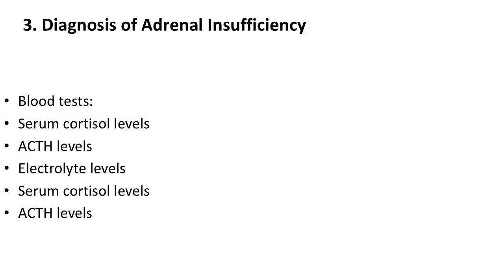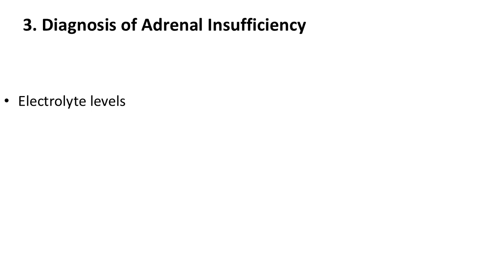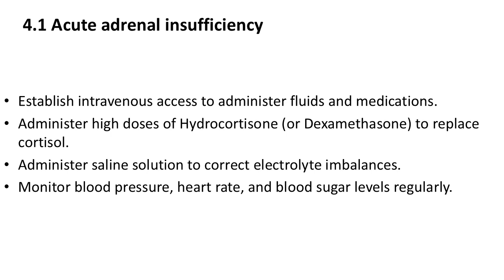3. Diagnosis of adrenal insufficiency. Blood tests: serum cortisol levels, ACTH levels, and electrolyte levels. Urine tests: urine cortisol levels. CT scan or MRI of the adrenal glands to determine the size and shape of the adrenal glands. Adrenal gland biopsy to determine the cause of adrenal insufficiency.